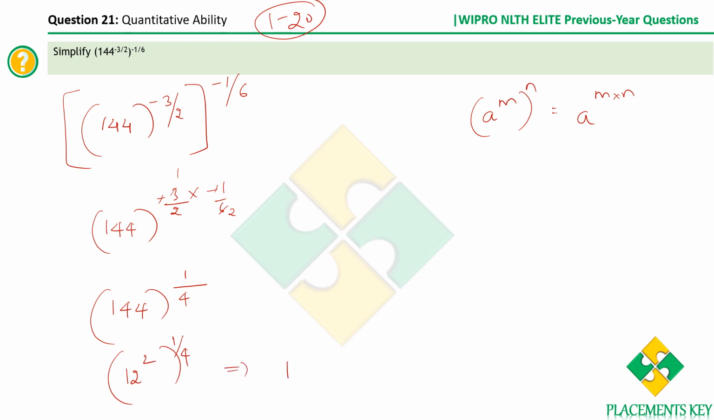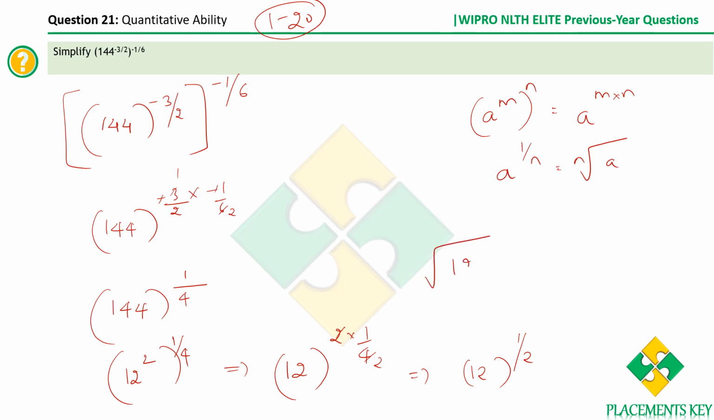That is again a power m whole power n. So 12 power 2 into 1 by 4. So 2 ones are 2, 2 twos are 4. So we are left with 12 power 1 by 2. We know that a power 1 by n is what? It is the nth root of a. Therefore 12 power 1 by 2 is what? It is the square root of 12. That should be your answer.